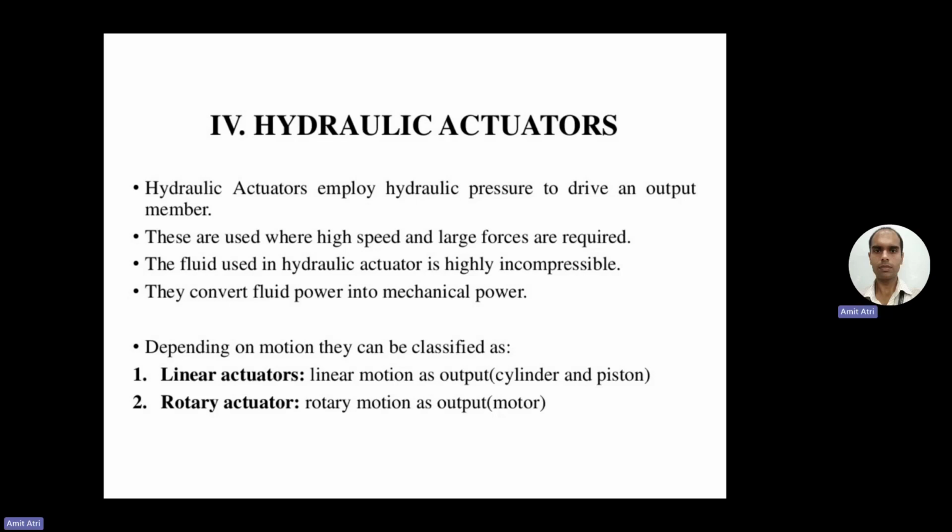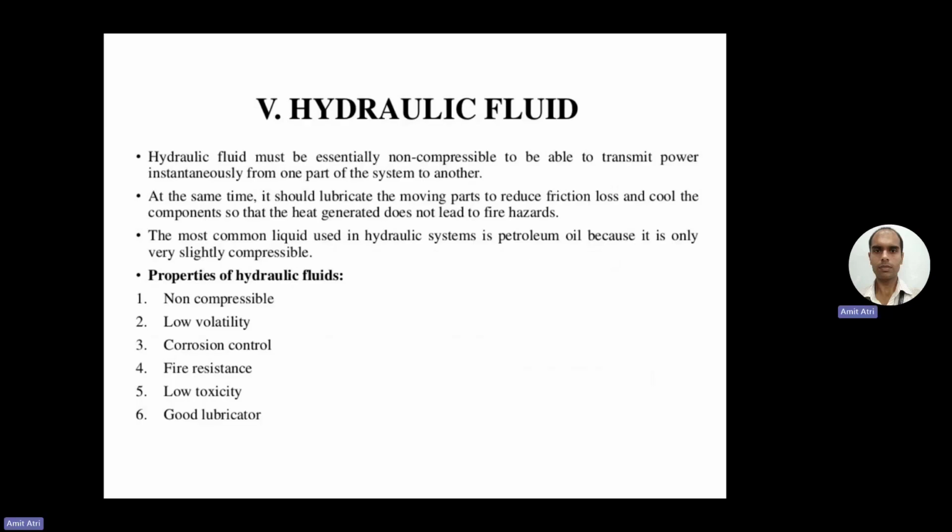So depending on motion, they can be classified as linear actuator and rotary actuator. So linear motion and output that is obtained from linear actuators. So that could be like cylinder or piston. Then in the case of rotary actuator, we obtain a rotary motion that is similar to a motor.